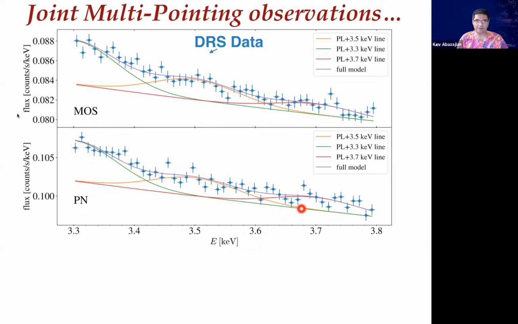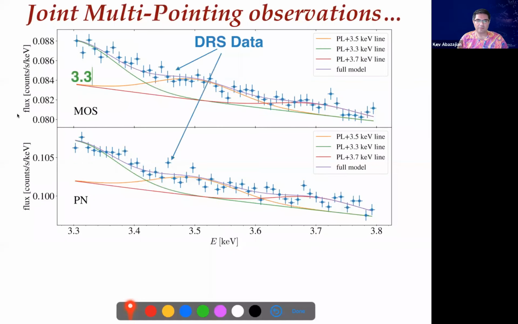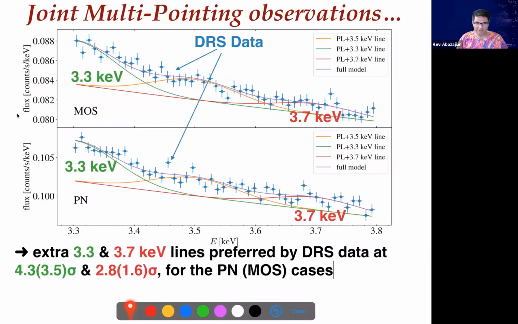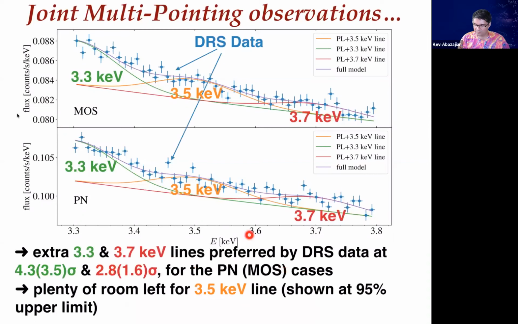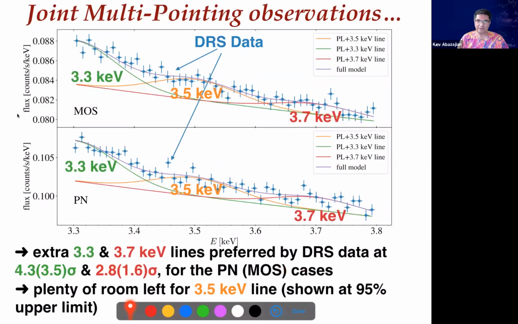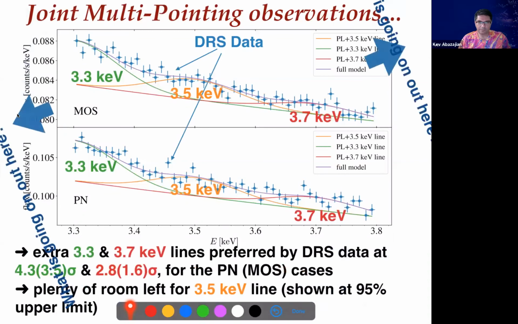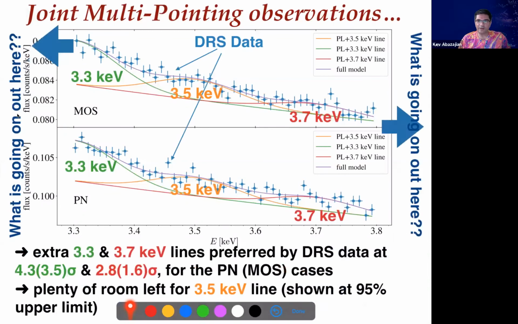Right, so these are the various lines. They're preferred by 4.3 and 2.8 sigma for the PN and MOS data. There's plenty of room left for the 3.5 keV line. This inclusion of these lines relaxes their limit by a factor of 8 to 9. Okay, and then it begs the question: why did we only look at half a keV of data? Certainly, it looks like maybe there's a line over here and a line over here.